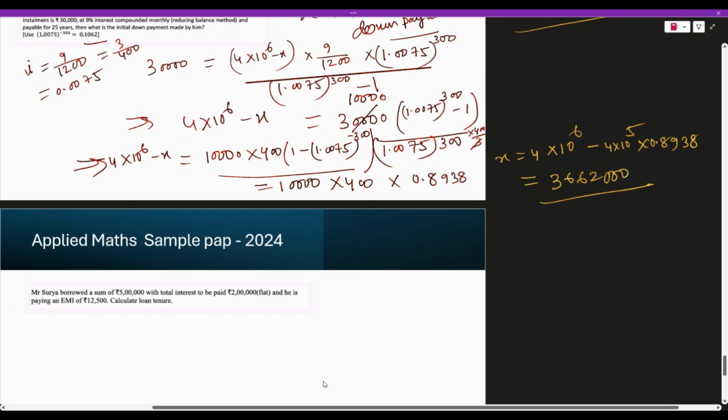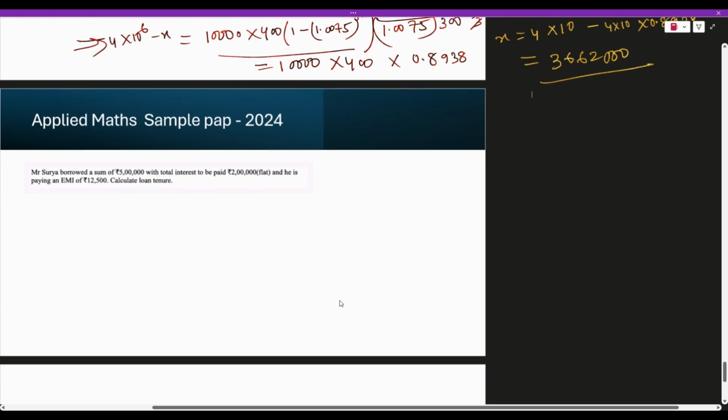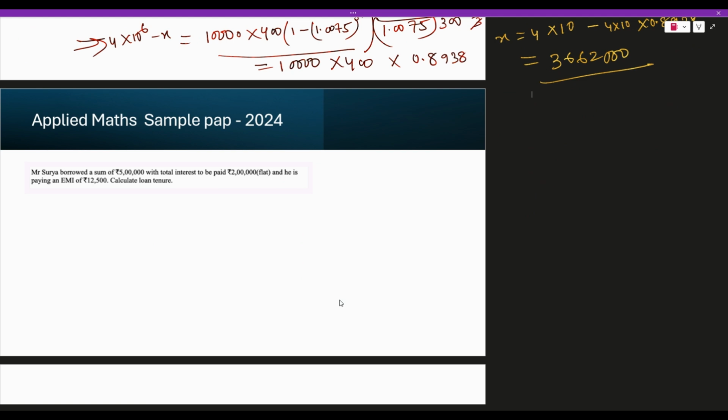Next, see this one. This is an Applied Math sample paper 2024 question they are asking. This 2024 sample paper they have published for this year. So you need to do it. 5,000 total interest, this flat rate they have mentioned, and EMI 12,500. Calculate the loan tenure, 10 years.